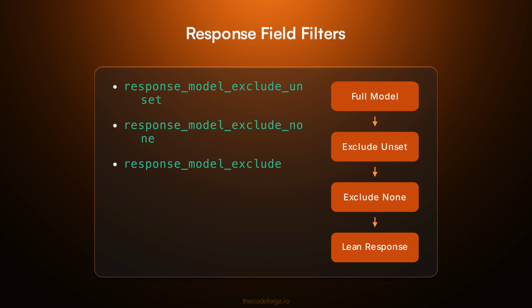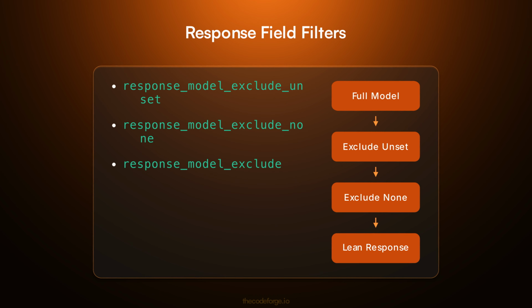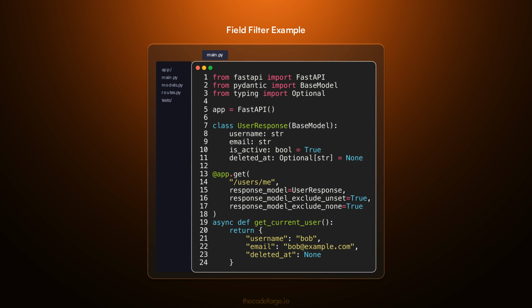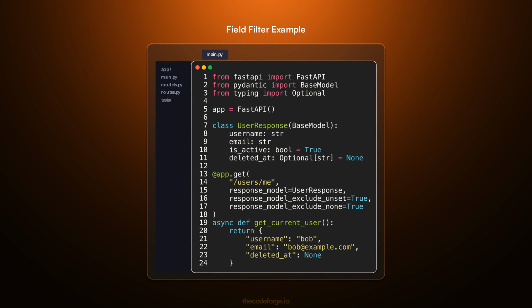FastAPI gives you 3 knobs to control what actually shows up in the response. These are critical when your internal data has optional fields, default values, or nullable columns that shouldn't pollute the API response. Here, isActive is unset and deleted_at is None. With exclude_unset and exclude_none, both are stripped from the response, keeping the payload lean.